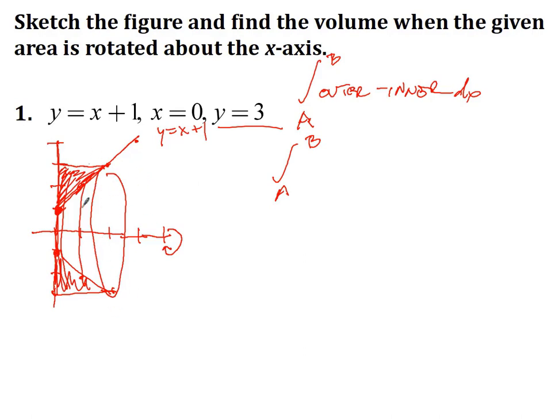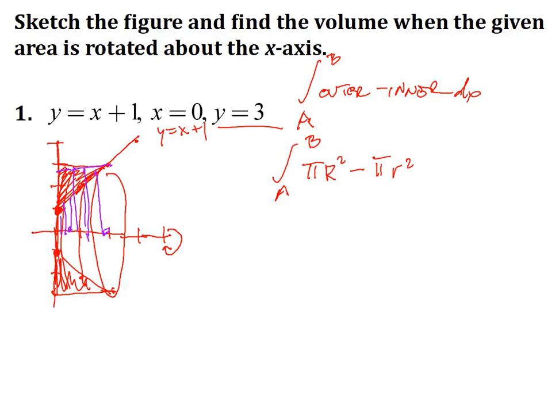Okay, a washer is a circle with a circle cut out of it, basically. So it's going to be pi big R squared, the radius of the larger outer shell, the larger circle, minus pi little r squared, the radius of the bored out part of it, basically. So look at this right here. We can see that our big R is going to be given by y equals 3. The little r is going to be given by the function y equals x plus 1.